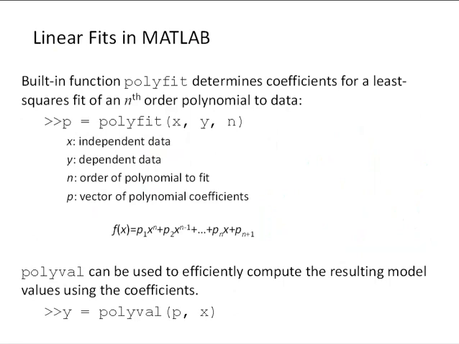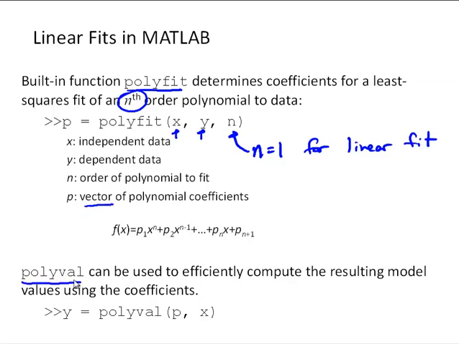The way to do linear fits in MATLAB is to use the built-in function polyfit, which determines the coefficients for a least squares fit of an nth order polynomial to data. So for a linear fit, we would say n equals 1. The polyfit function is more general and can do any order polynomial. We input x, the independent data, y, the dependent data, and n, the order of the fit, and the output is a vector of polynomial coefficients. This vector behaves similar to the vectors for defining polynomials that we looked at earlier with the roots function.